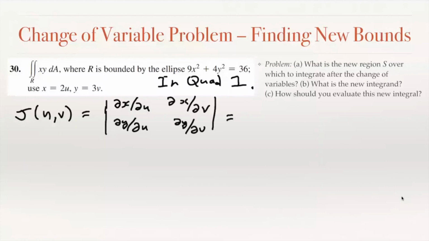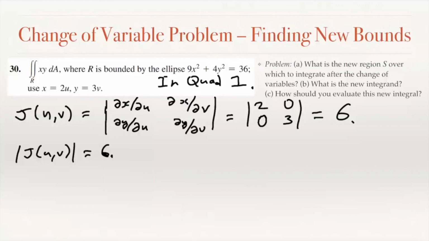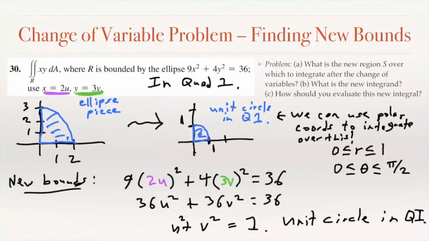So we compute that Jacobian. Del x del u is 2, del x del v is 0, del y del u is 0, del y del v is 3. So we have 6. Okay, and what this 6 geometrically corresponds to is the factor when we shrink the area down. So this guy has 6 times more area than the new base over here. So we need to multiply the integrand by 6 to compensate. That's what the Jacobian does.